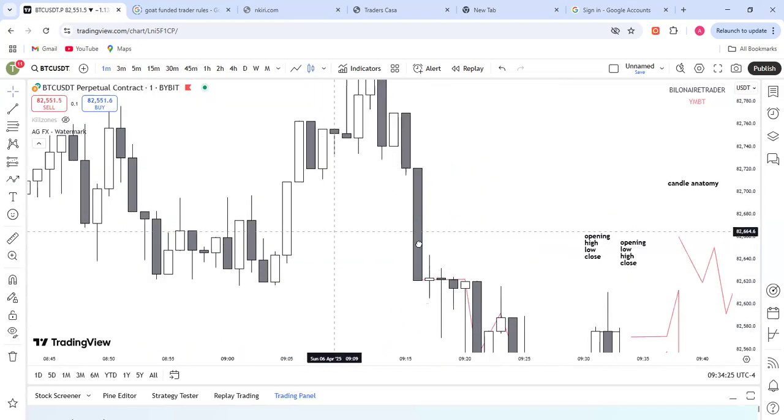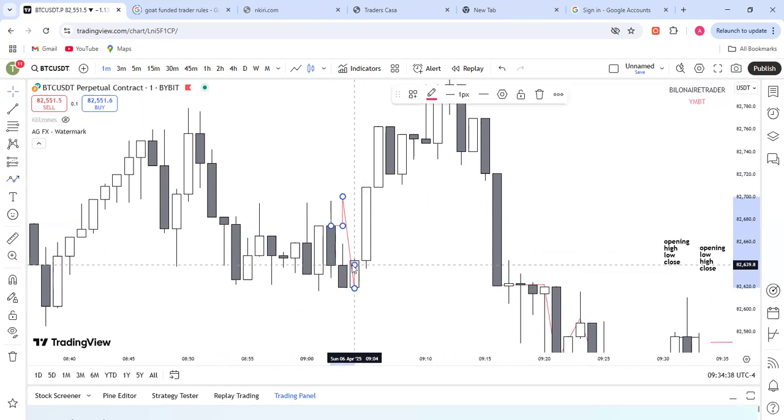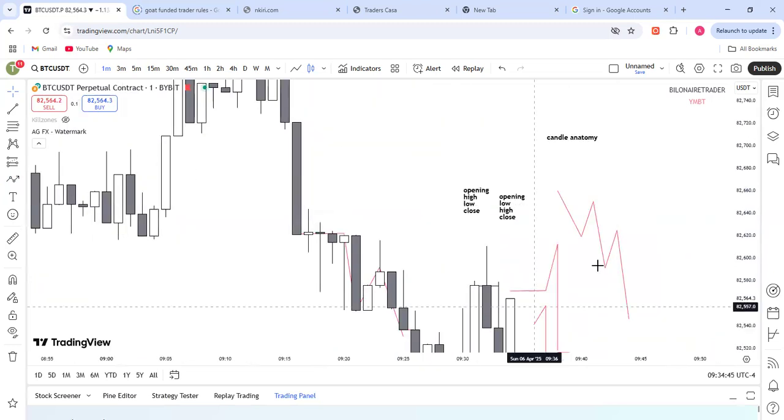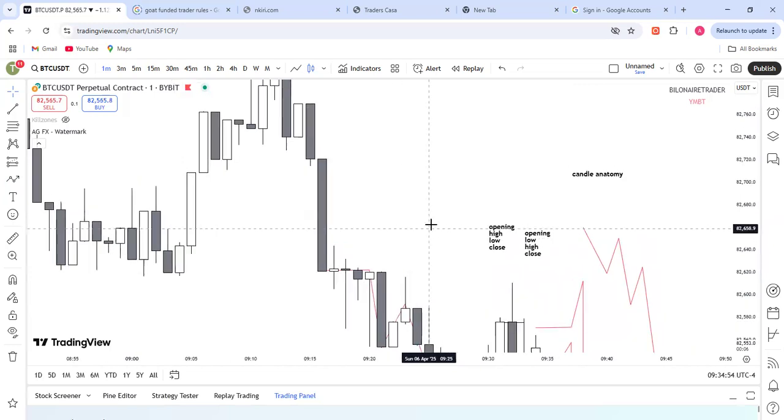Let's look at another candle. What do we have? Opening, high, low, and where? Closed here. It's closed around this region. I don't know, do we understand this concept now? Does it make any sense? That is the anatomy of a candlestick. Understanding the opening point, the closing point, the high of the candle, and the low of the candle.